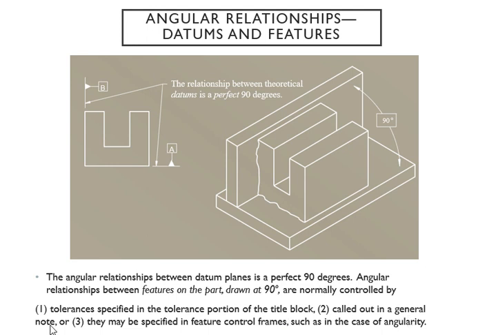Sometimes you can find it in the note. Sometimes you can find it in the feature control frames. Since you're dealing with the angle, that's of course for your angularity. When you think about the relationship between plane A and plane B, they are 90 degrees to each other. And the note I'm talking about is right here.